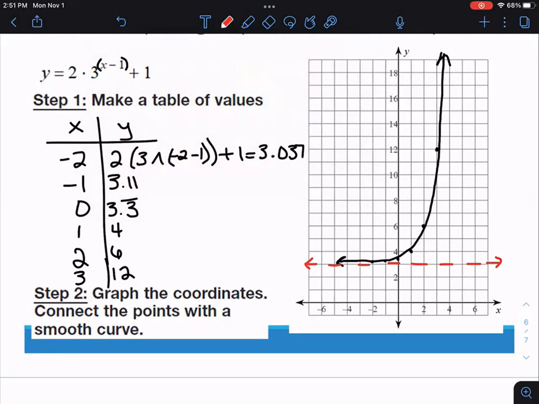Just know that your exponential graphs are always going to essentially level off on one side and flatten out. It's going to approach that line. So I could plug in -5, -6, -7. All those numbers are going to be really close to 3. They're going to get closer, but they'll never actually cross 3.